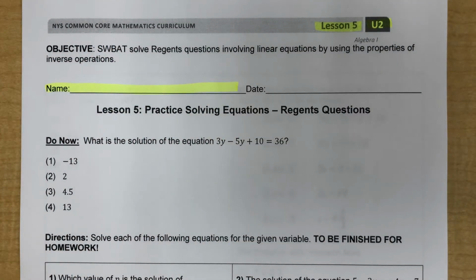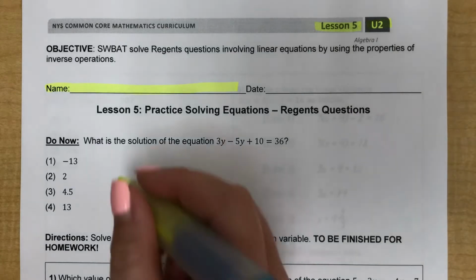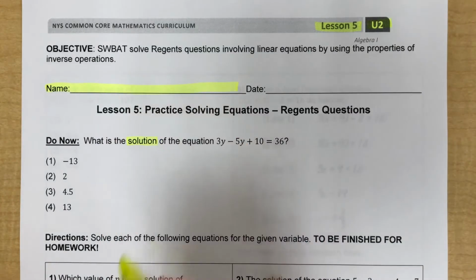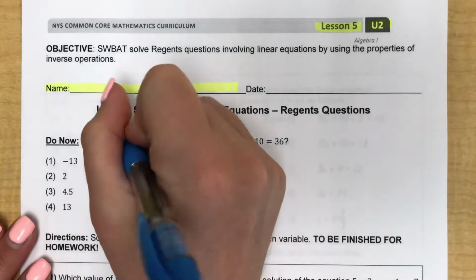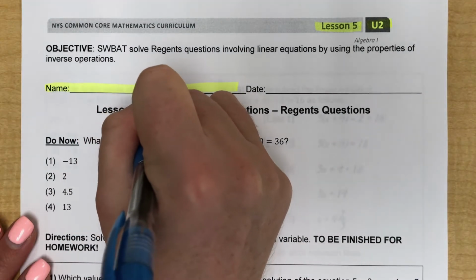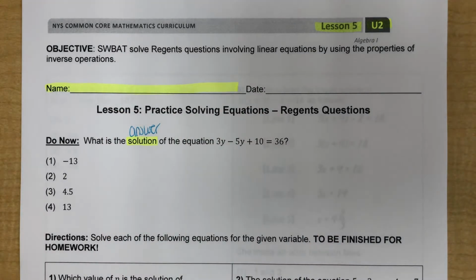Let's begin. As we look at the do now, it says, what is the solution of the equation 3y minus 5y plus 10 equals 36? As I'm reading this word problem, the first thing I'm seeing here is the keyword solution. When I see solution, another word is answer. It's really asking me what's the answer to this question going to be. So if I want to find the answer, I'd have to solve through.